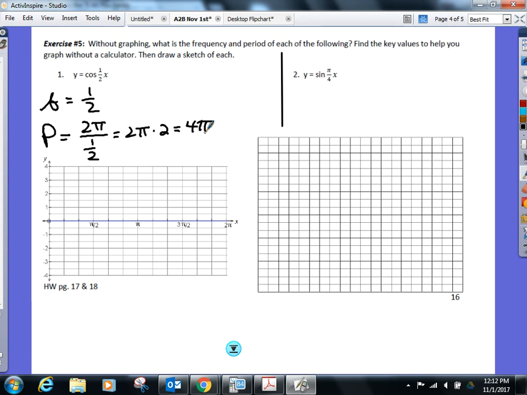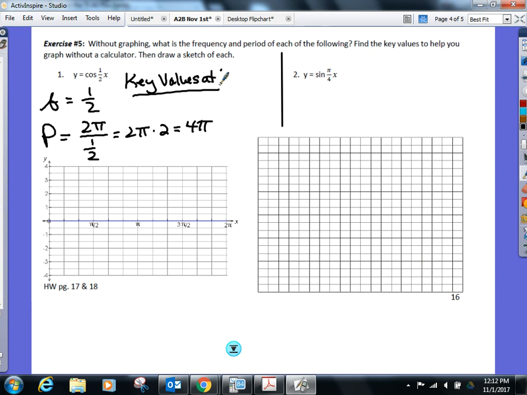So because the period's not 2 pi anymore, you're not going to have values at all these spots. That's only for 2 pi. Well, where are you going to have values? This is how you find out. Here's where the key values are. Here's how you will find out where you're going to put a point.